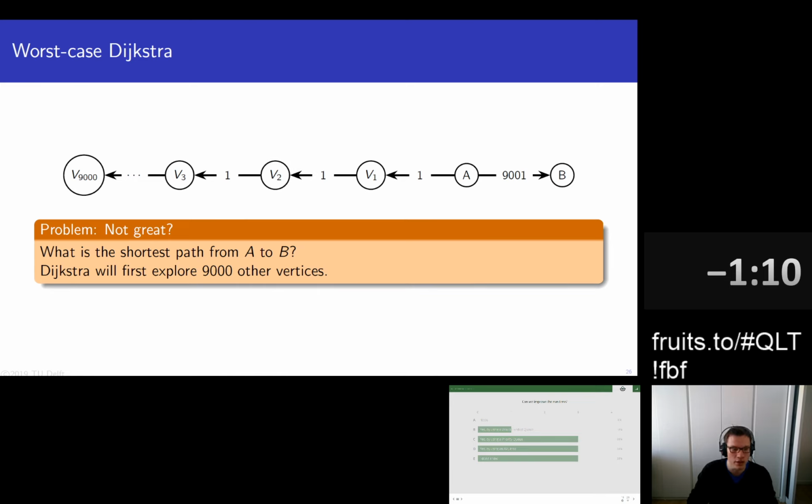And I can make this arbitrarily large, right? By making all of the edges to the left have 0 cost, I can add arbitrarily many vertices and arbitrarily many edges to the left, and Dijkstra will explore all of those before finally giving me the answer that there is only one path from A to B, and it's a path of weight 9001.